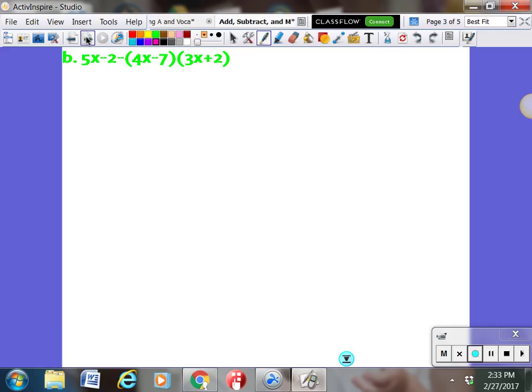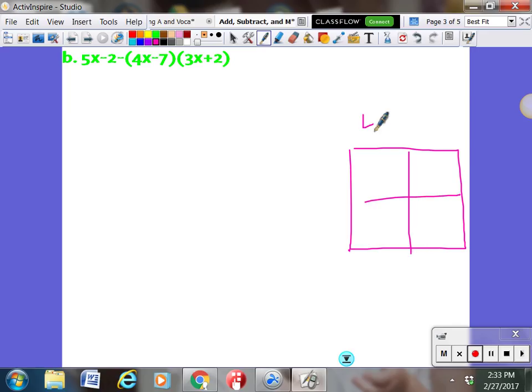The next example we're going to look at is 5x minus 2 minus parentheses (4x minus 7) times (3x plus 2). So when I look here, I'm going to multiply what's in parentheses first, which is 4x minus 7 and 3x plus 2. I'm multiplying a binomial times a binomial, so I'm going to use the box. So I have 4x and negative 7, 3x, and positive 2.